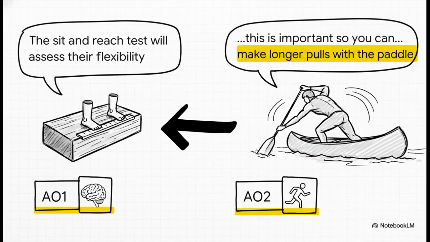See? Now let's peek at a bit of a model answer. The sit and reach test will assess their flexibility. Boom! That's a perfect AO1 knowledge point right there. Then it goes on. This is important so you can make longer pulls with the paddle. And there it is, a textbook AO2 application linking flexibility directly to something a canoeist does.